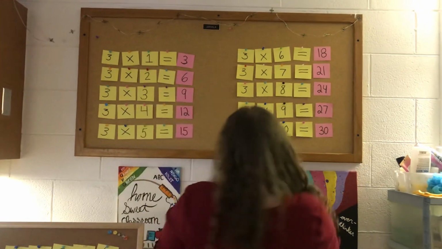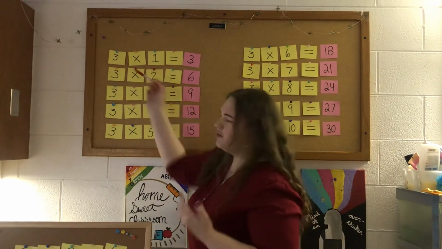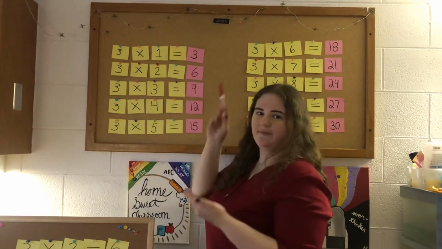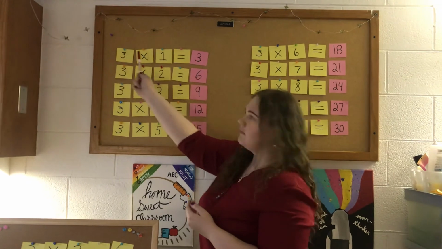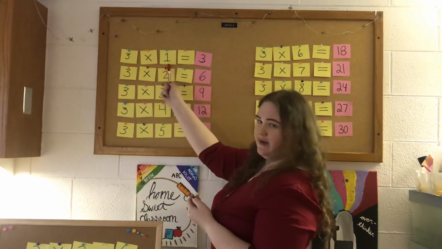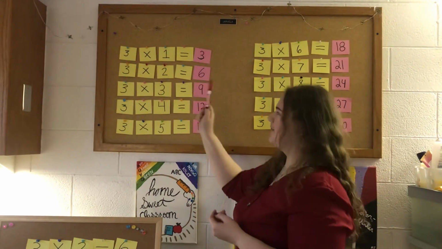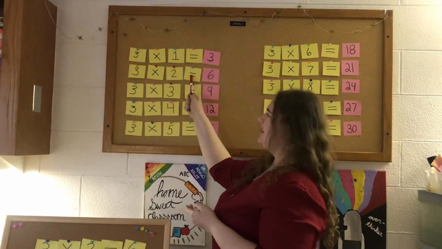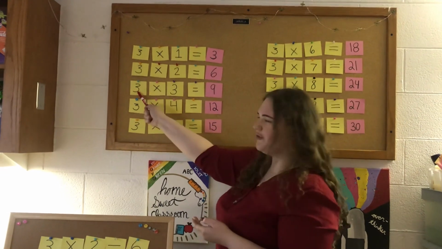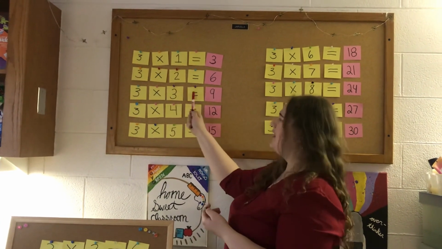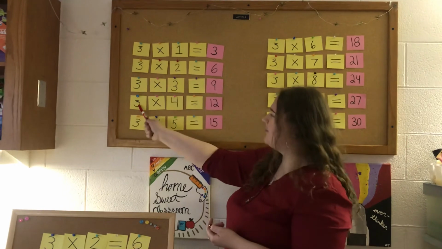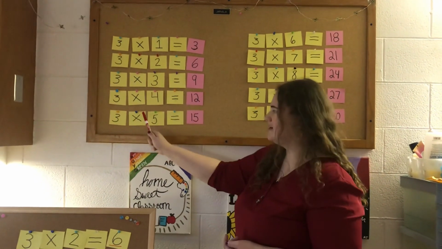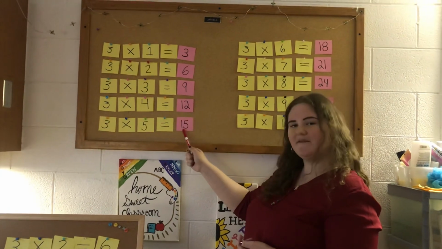So, how about you repeat after me? 3 times 1 equals 3. Perfect. Repeat with me. 3 times 2 equals 6. 3 times 3 equals 9. 3 times 4 equals 12. 3 times 5 equals 15.